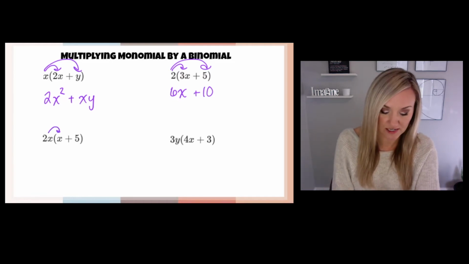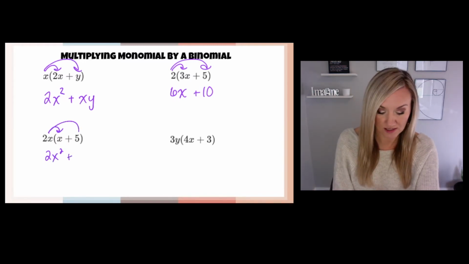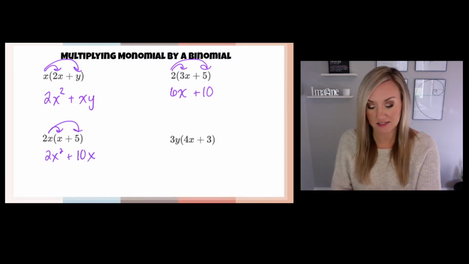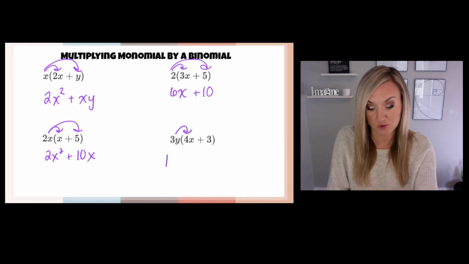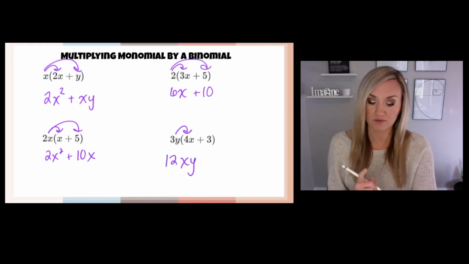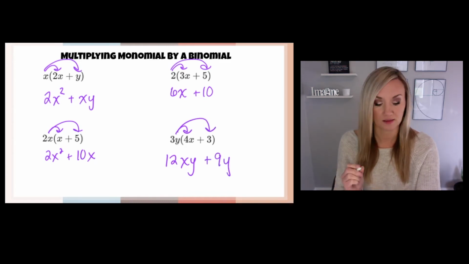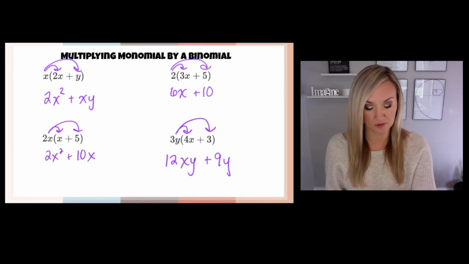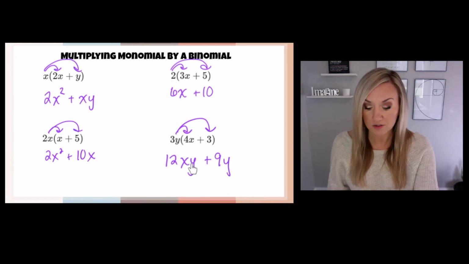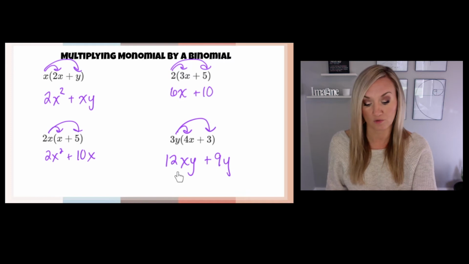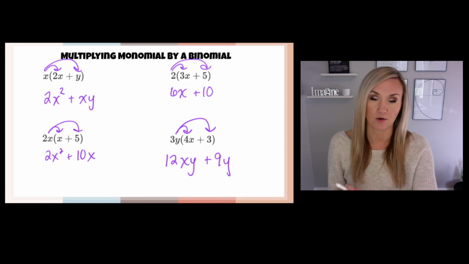So I have 2x times x is 2x squared, and then 2x times 5 is a 10x. And the last example, 3y times 4x. Yep, we can definitely multiply them. 4 times 3 is 12, and we have an xy. And then the last is 3y times 3, which is a plus 9y. So because multiplication is commutative, you know that we can write these two in a different order if you wanted to. So let's say you wrote this down as 12yx instead of xy, totally okay, right? That order does not matter at all.